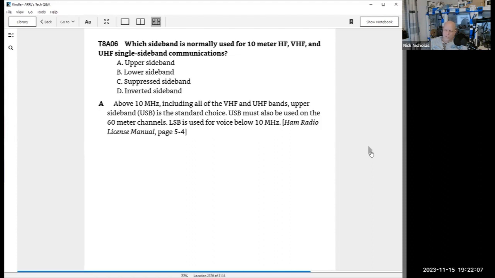40 meters and below, not megahertz. The 40-meter band is the cutoff. So the 40-meter band ends at 7.3 megahertz. So 7.3 megahertz and below, we use lower sideband. Everything above it is on upper sideband. So the answer is A, upper sideband. As technicians, you'll probably only be using upper sideband because you don't have privileges for sideband below that. You will if you become generals.